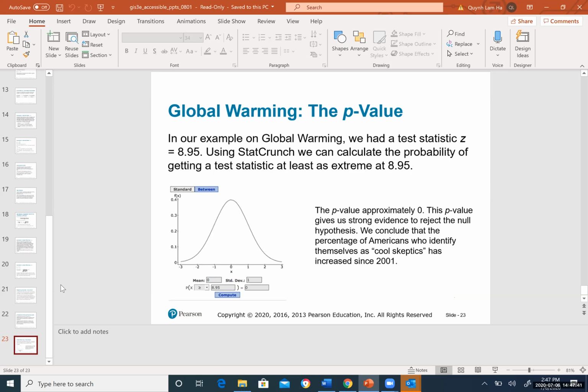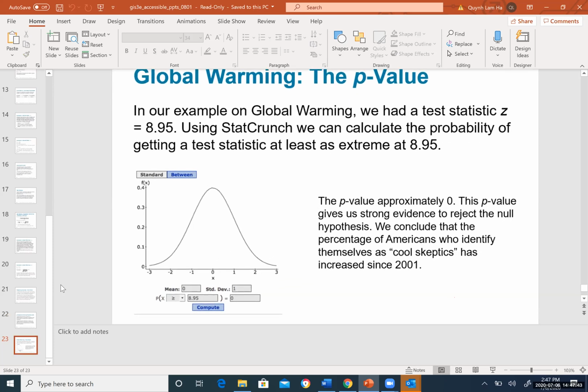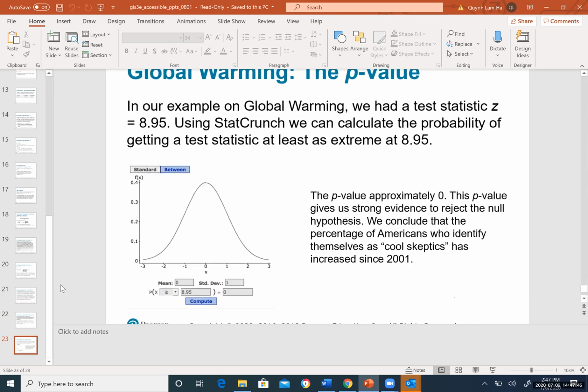So here, I'm glad that they ran StatQuant for you already. Right here they have the result. Using StatQuant, we can calculate the probability of getting a test statistic at least as extreme as 8.95. In StatQuant, you will enter this data. Right here we have P of X greater than or equal to 8.95.